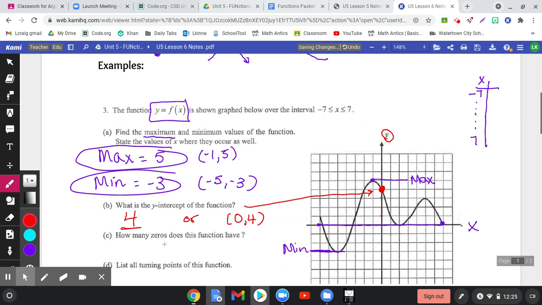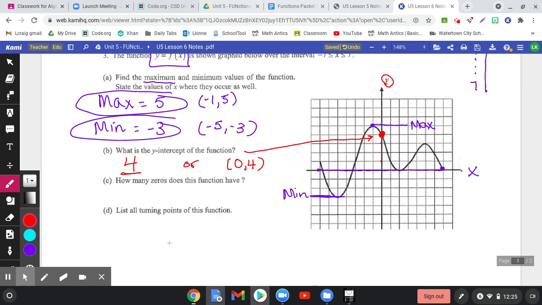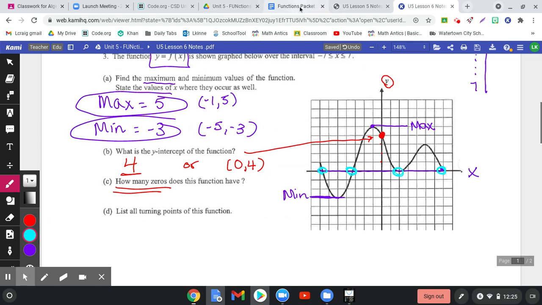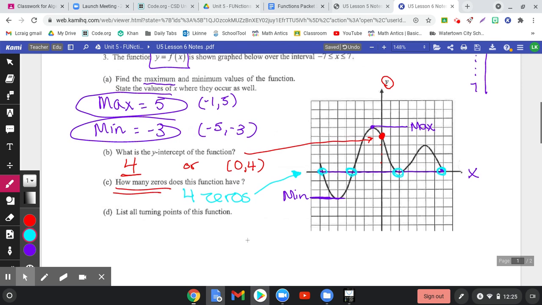How many zeros does the function have? So how many times does it hit the ground? All right, let me change up the color on us here. So zeros would be here. I'll put a little O there for zero. So there's 1, 2, 3, 4 zeros. Remember, they're called zeros because they have a height of 0. They're also called roots because that's where it's rooted to the ground.